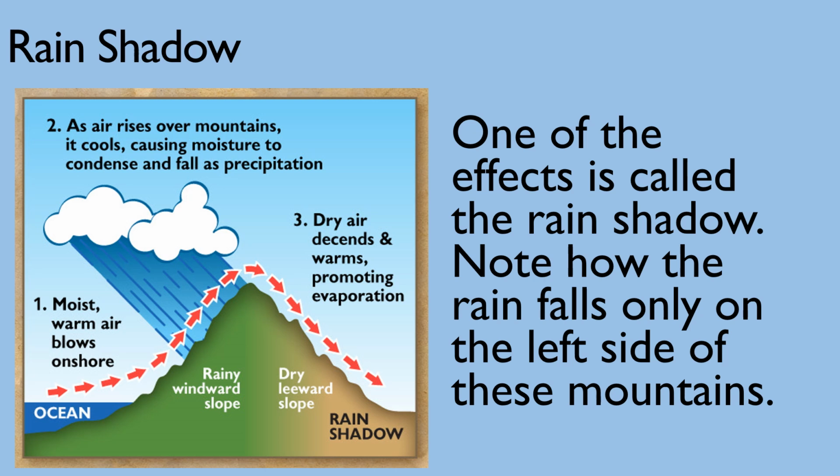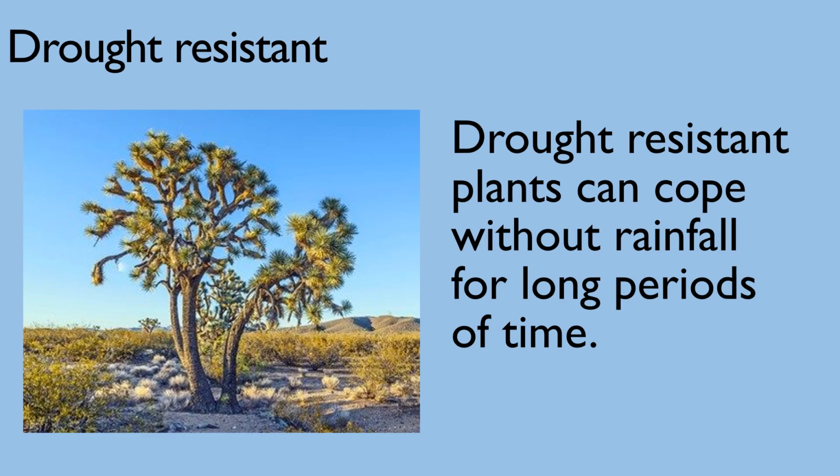Okay, so it's not unusual, and certainly you see this in the United States, to see desert-like conditions on one side of the mountain, and then on the other side of the mountains, it's very different. It's much wetter. You have a lot more growing on the left compared to the right. So this is called the rain shadow, simply, and it shows the impact that the mountains can have. Now, in deserts, you often find drought-resistant plants, and this is just simply a term to mean those plants that can cope without rainfall for long periods of time. Okay, so it's an example here.